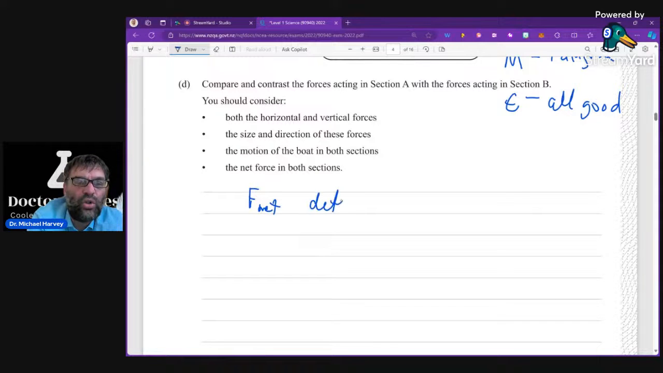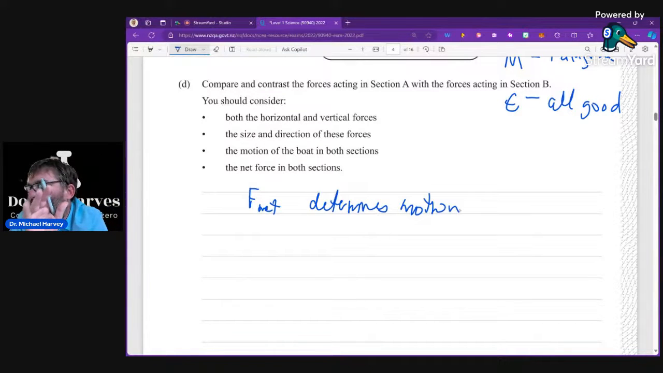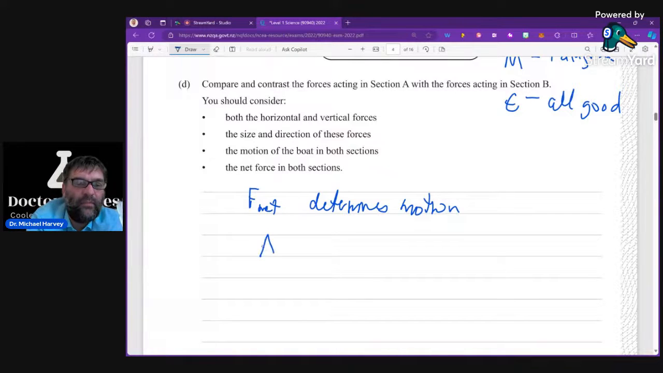Basically, the net force determines the motion. If you have a net force of 0, then it's going to either be at rest or at constant speed. And if you have a net force which is either negative or positive, then you're going to have either deceleration or acceleration. Okay, so let's look at section A and section B.